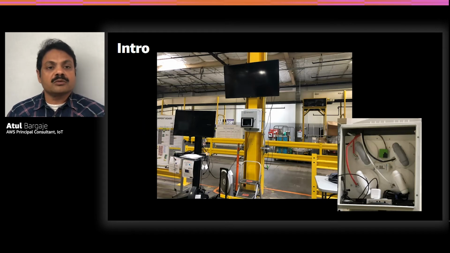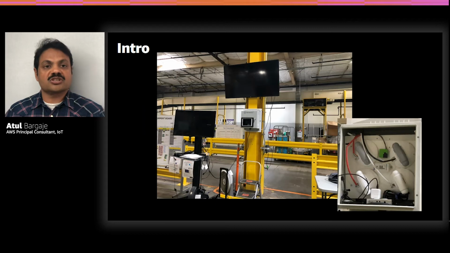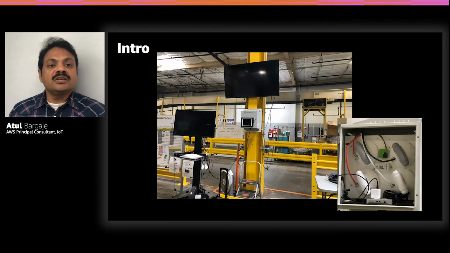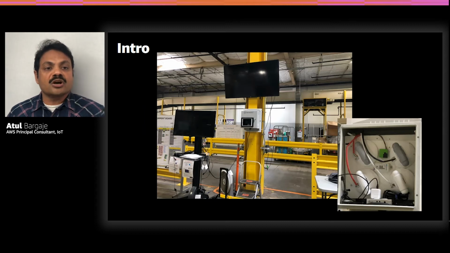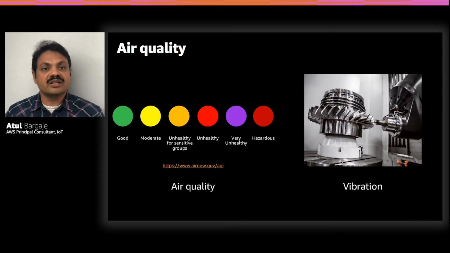We deployed a plethora of sensors, some of which are shown on the right-hand side corner of the screen. We are going to focus on two sets of sensors among the sensors we deployed at the Amazon facility: air quality sensors and vibration sensors. So we're going to take the data captured from these sensors and we are going to show you how we implemented predicting anomalies which can point to eventual failures.